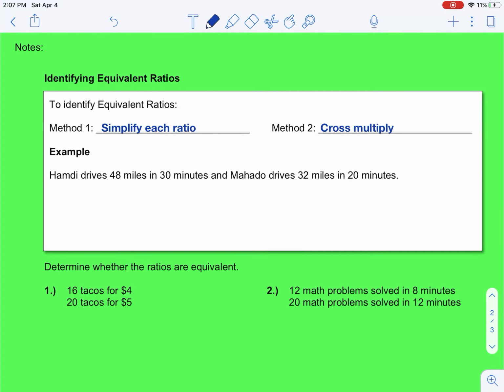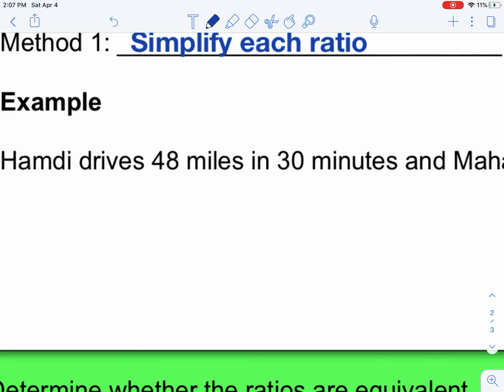Our example says Hamdi drives 48 miles in 30 minutes and Mahado drives 32 miles in 20 minutes. So I want to know, are those equivalent? Did they drive the same? The two things I'm comparing are miles and minutes. For my first one, I'm going to do method 1. I'm going to simplify my ratio.